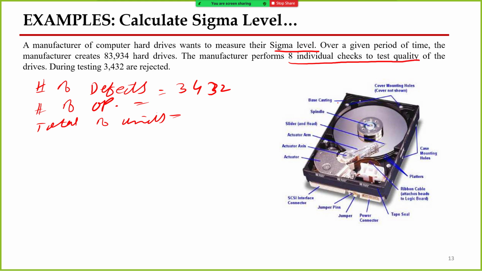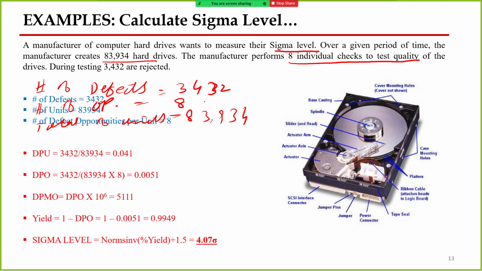They are basically performing 8 individual checks to test the quality of the drive. So that means 8 are the opportunities. Basically they have identified 8 different points on a hard disk, and once those 8 checks are okay, they will say that the product is fine. So the opportunity points to find a defect are 8, and the total number of units they are producing is 83,934.